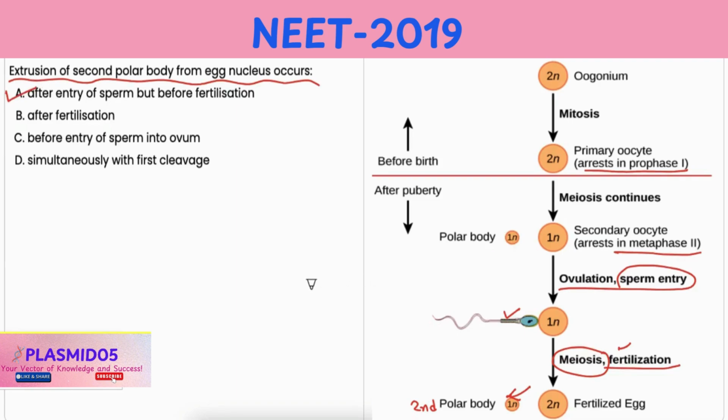Option B, after fertilization. It is incorrect because, as already mentioned, the second polar body is extruded before the sperm and the egg nuclei fuse, which is before fertilization. Option C, before the entry of sperm into ovum. It is also incorrect. The secondary oocyte only completes meiosis 2 in response to sperm entry. Option D, simultaneously with first cleavage. It is also incorrect. The first cleavage occurs after fertilization is complete, but extrusion of the second polar body occurs before fertilization.